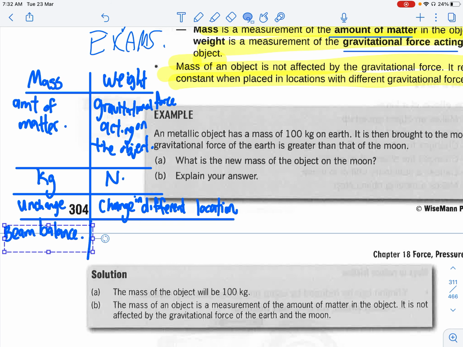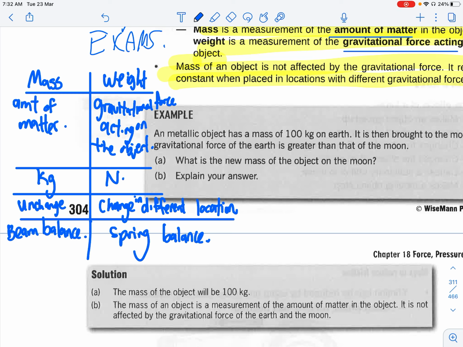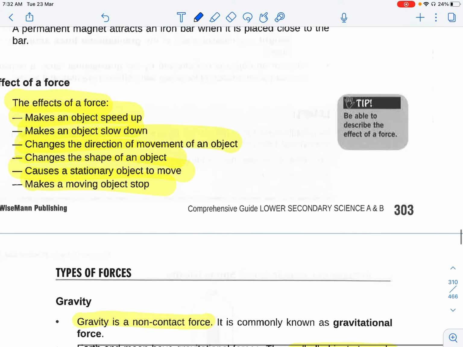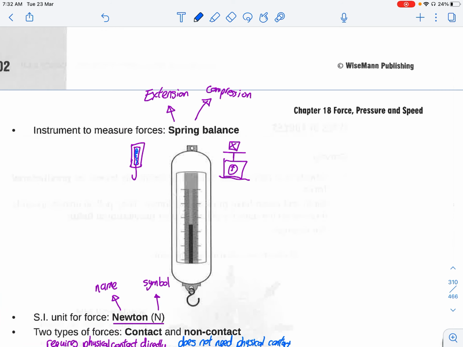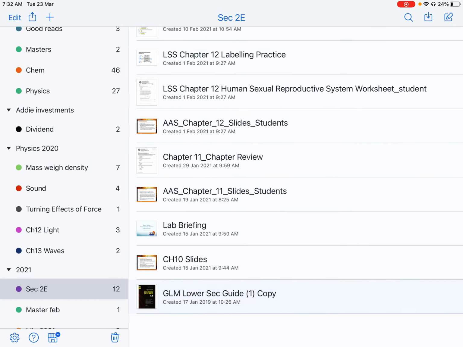The mass, you can use a beam balance, but for weight, it's mainly a spring balance. Because in our previous lesson, we learned that weight is an example of a force, and to measure force, you are able to use a spring balance like this. Okay?